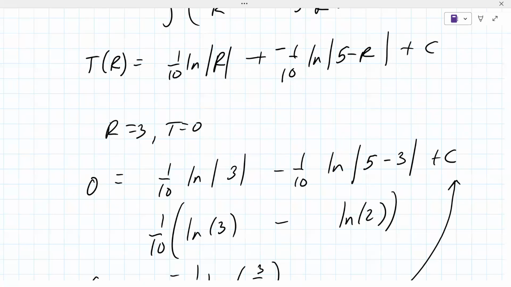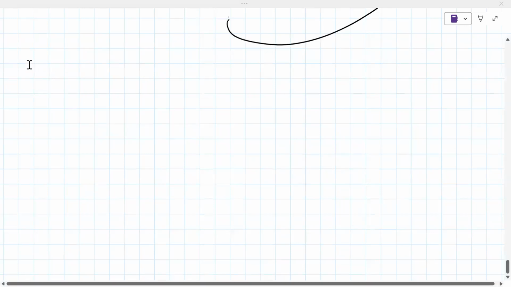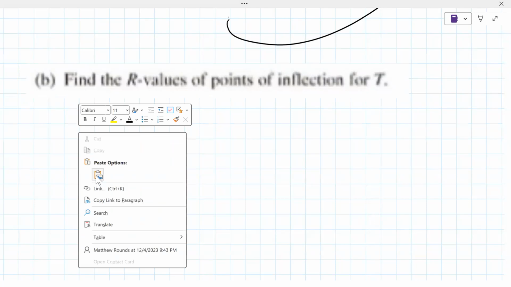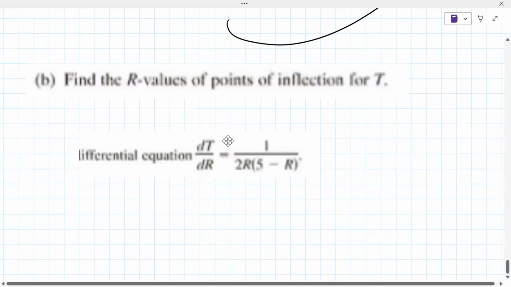Okay, part B. There's always more. So part B says find the r values for the inflection points. How do we do that from the derivative? We're given the derivative, the differential equation here. How do you get inflection points? Which derivative do you look at?